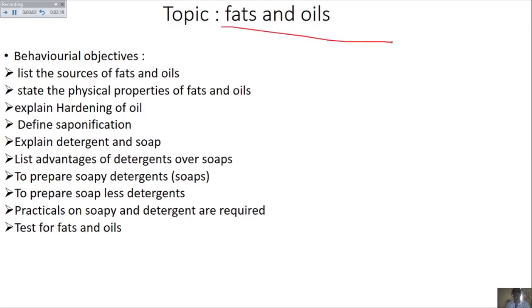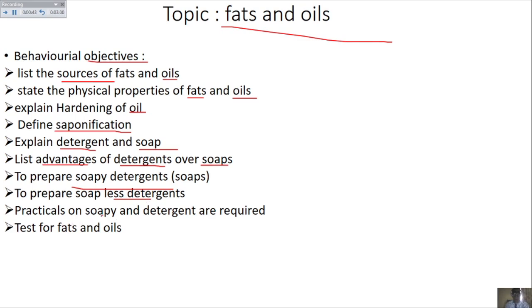Now, what is the topic? The topic is fats and oil. And what are our behavioral objectives? We are to list the sources of fats and oils, to state the physical properties of fats and oils, to explain the hardening of oil, to define saponification, explain detergent and soap, then list the advantages of detergent over soap, then to prepare soapy detergent, and to prepare what we call soapless detergents.